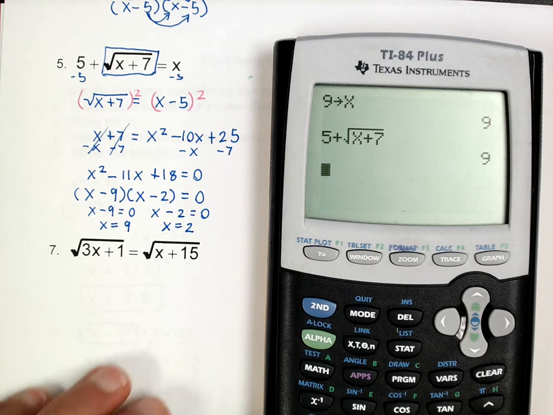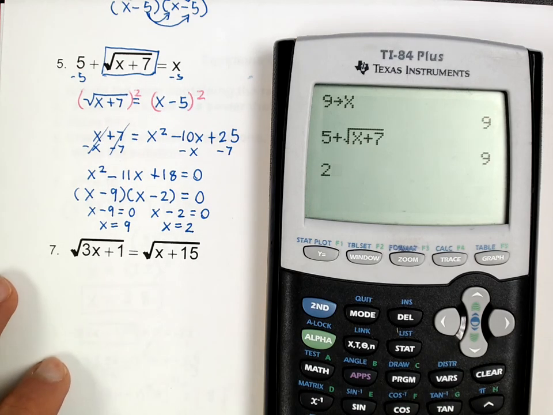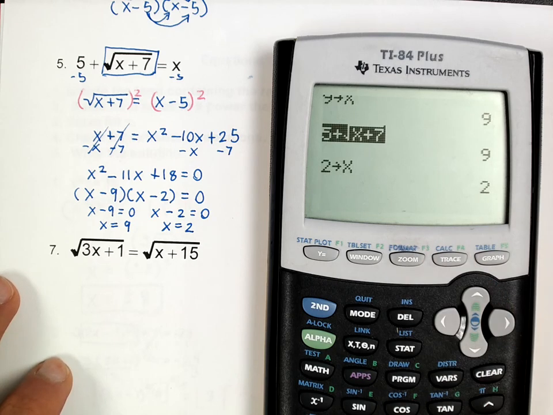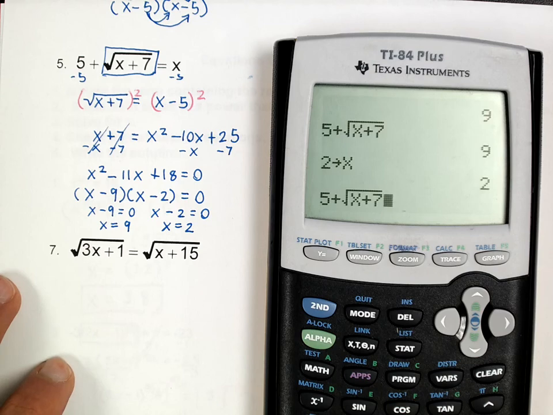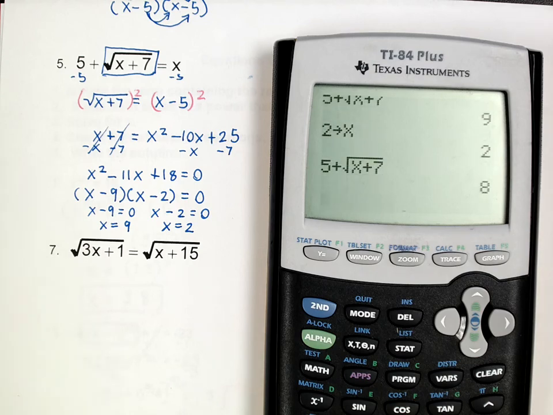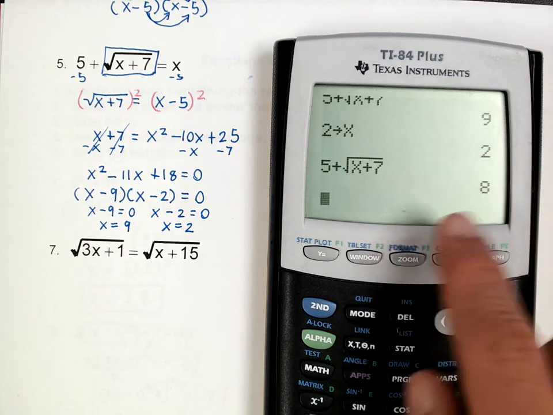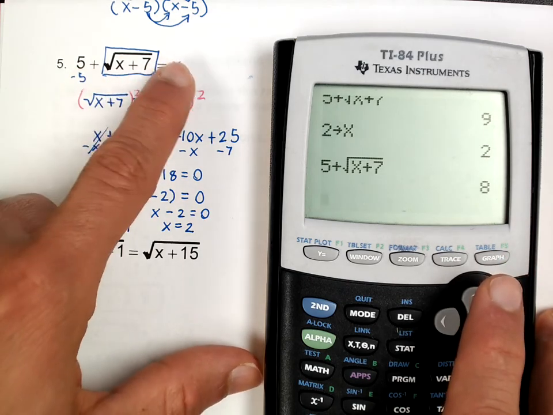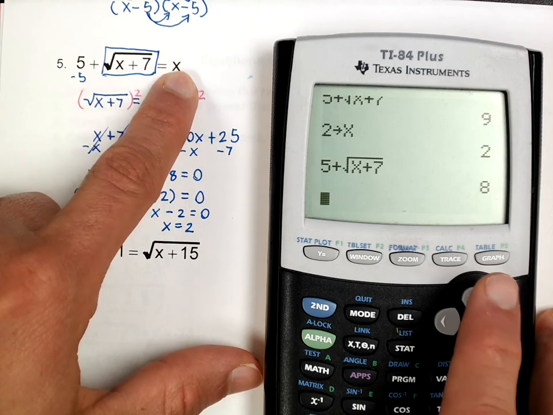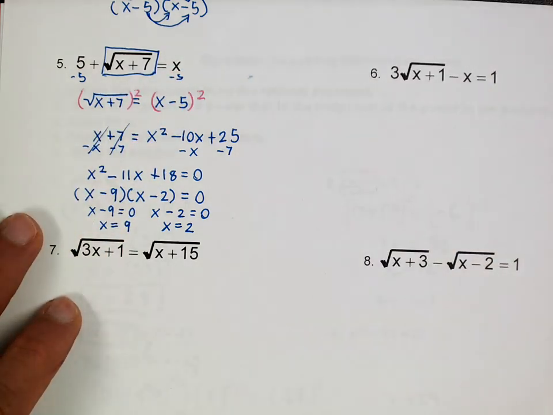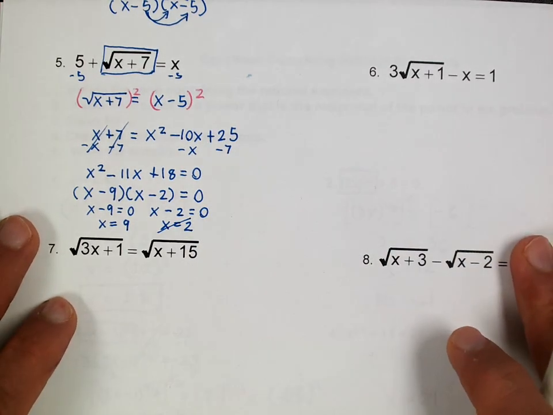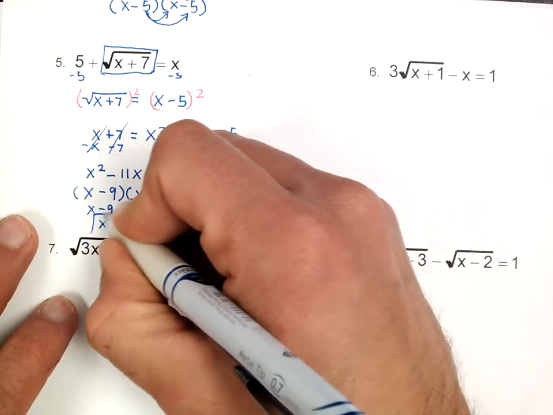In order to do this again, now I'm going to store 2 as x. So I'm going to go back over here, press the directional button up, highlight that equation, and press enter. Now that should be equal to 2. Remember, because this equation is x, and this equation, if x is 2, that also should be 2. So 2 does not work. That's what I'm getting at. So the only solution to this one is x is equal to 9.